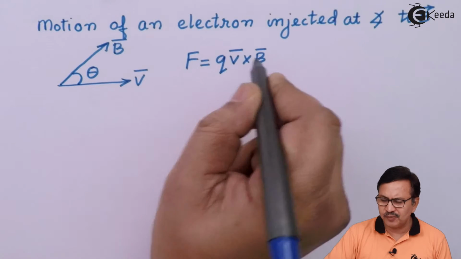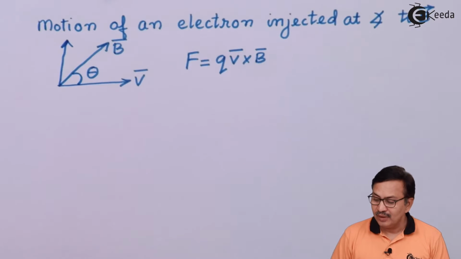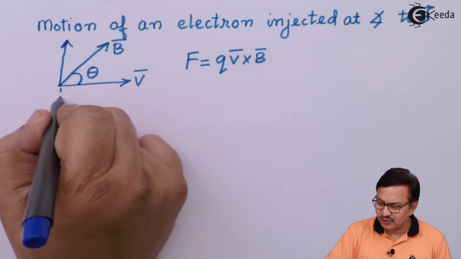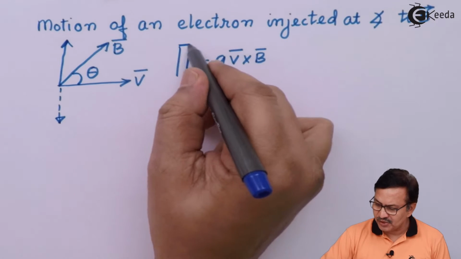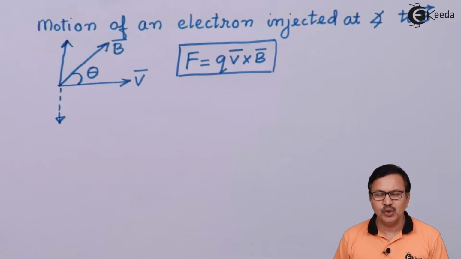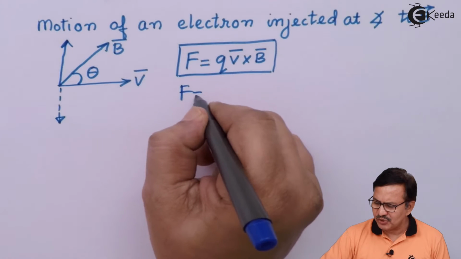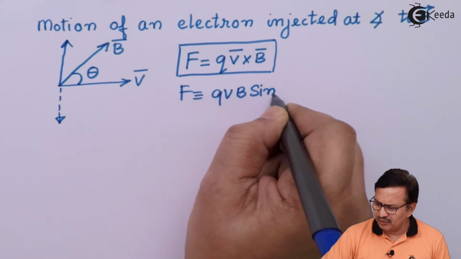Hence, since it is V cross B, the direction of the force is going to be upwards. But since our electron is a negatively charged particle, the same force is going to be in the downward direction. So this is the expression that gives us the magnitude of the force acting on an electron injected at an angle theta. So this simplifies to Q into V into B into sine of theta.